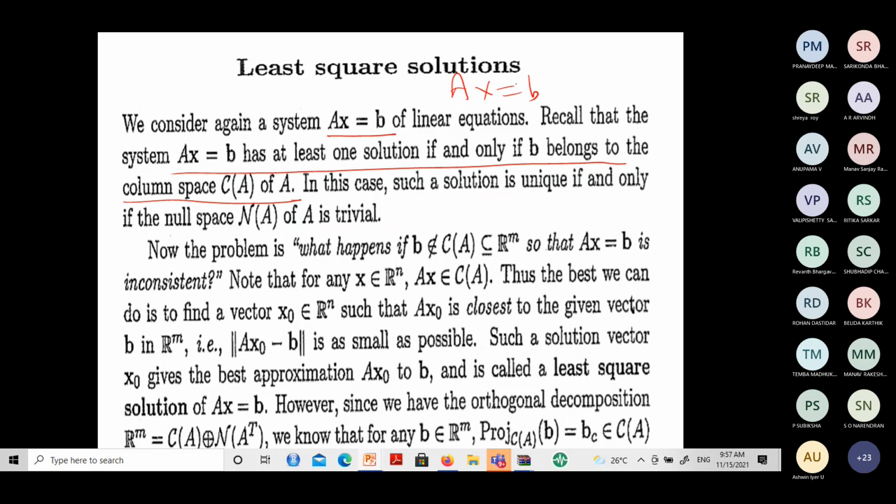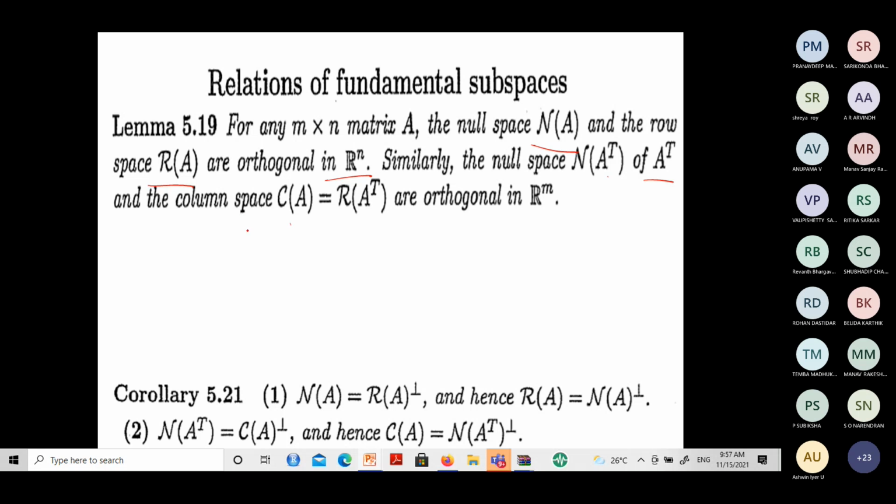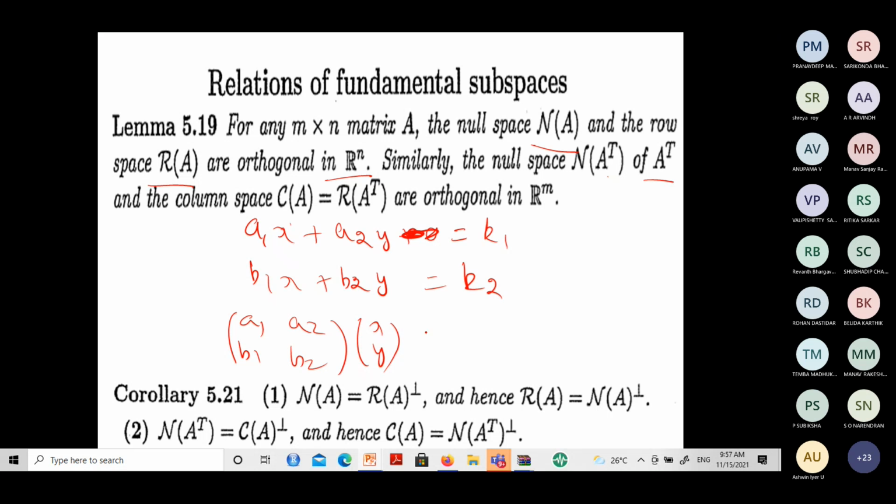Okay, shall we take one system of equations and try to understand? See, for example, I'll take two equations: A1x plus A2y equal to K1, B1x plus B2y is equal to K2. So how to write this in the form of Ax equal to B? The matrix with rows A1, A2 and B1, B2, times the vector x, y, is equal to K1, K2. So this is your B. B is K1, K2.